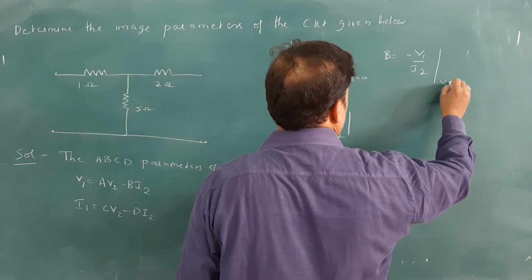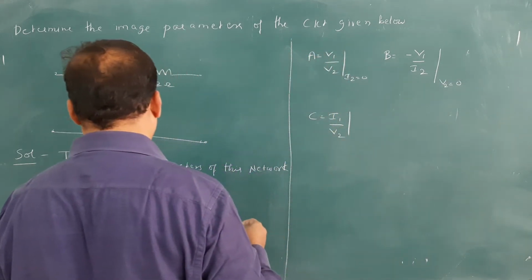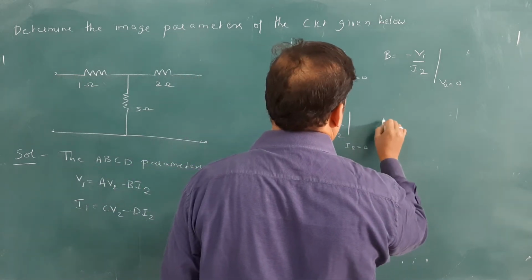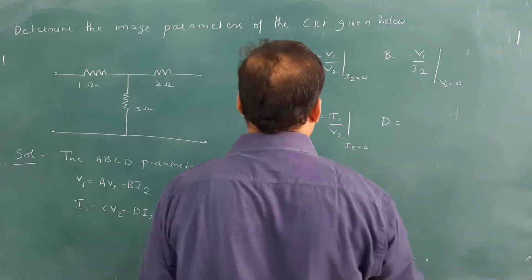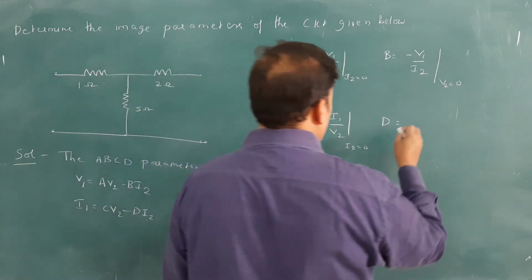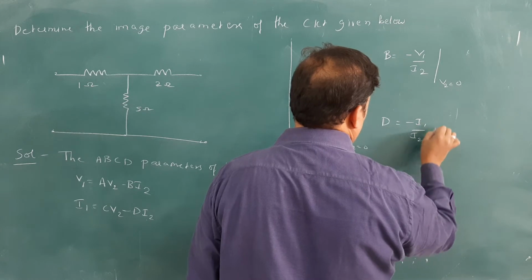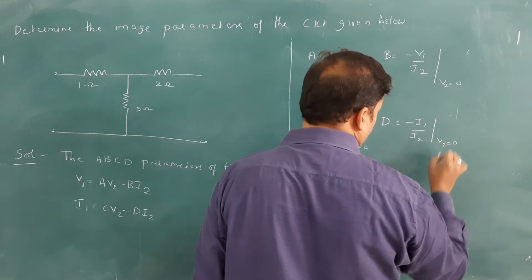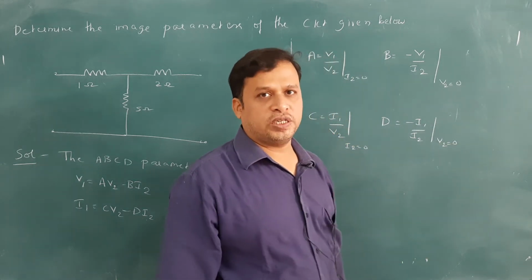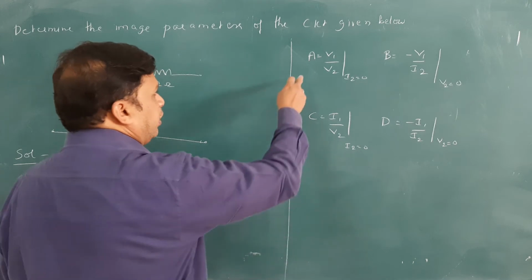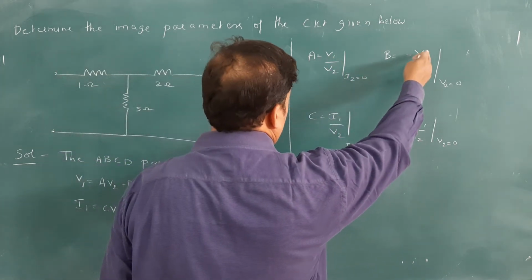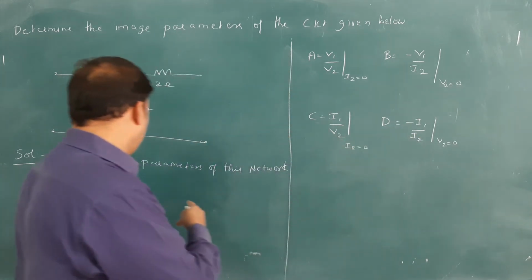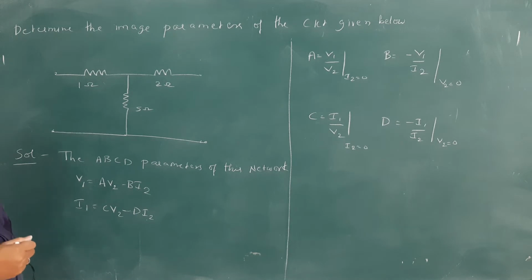V2 = 0, and C = I1 by V2 at I2 = 0, and D = minus I1 by I2 at V2 = 0. V2 = 0 means no voltage, which means the port is short circuited. Okay, like this we can find the values: A = V1 by V2, B = minus V1 by I2, C = I1 by V2 and D = minus I1 by I2, using these equations. Okay.